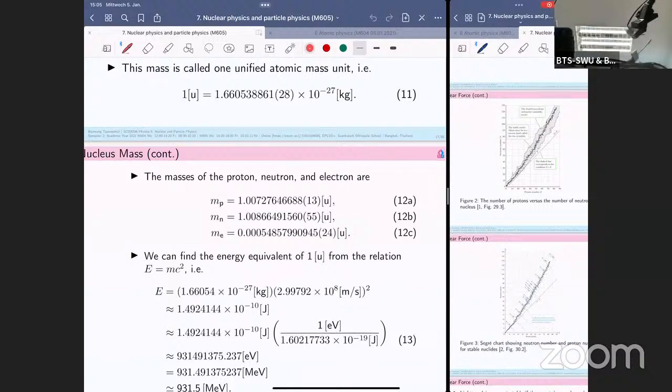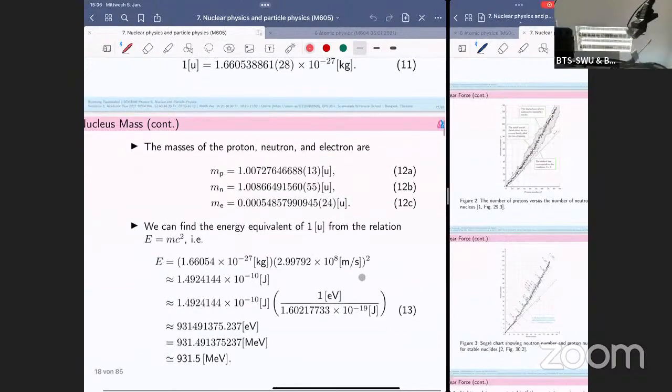If you start from 1.6605, that's the one atomic mass unit here, and you take the value of the speed of light, approximately 3 times 10 to the 8, but it's not exactly 3, it's 2.997922, and you substitute, you get the energy from the Albert Einstein relation, and the unit of the energy is, in the standard way, joule.